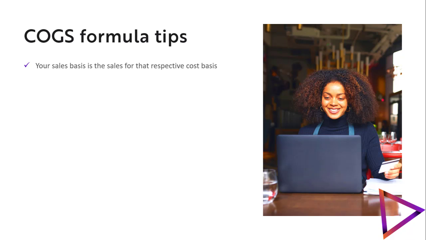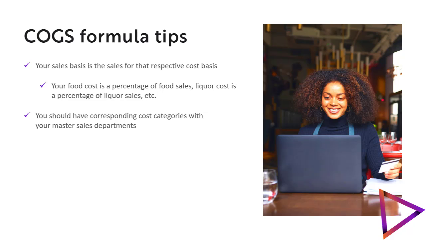When reviewing our COGS formula, it's important to understand that your sales basis is the sales for that respective cost basis. Now, what I mean by this is our food cost is a percentage of our food sales, our liquor cost is a percentage of our liquor sales, and so on and so forth. You should have corresponding cost categories with your master sales departments. Therefore, the percentage is based on the basis of your specific sales.